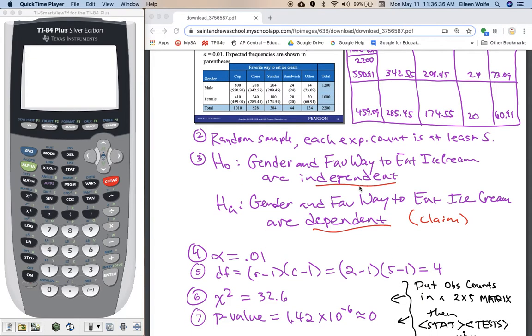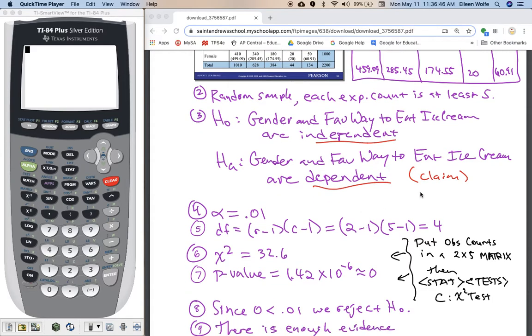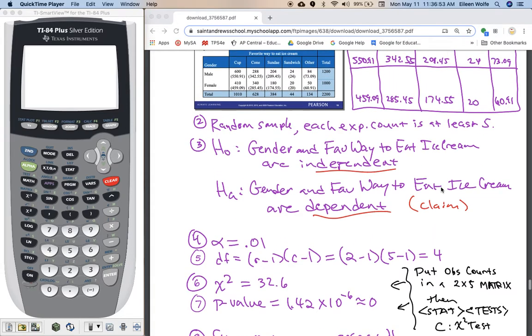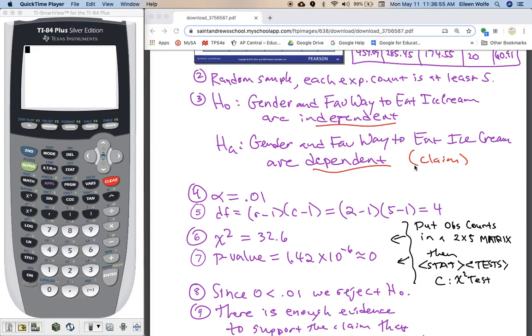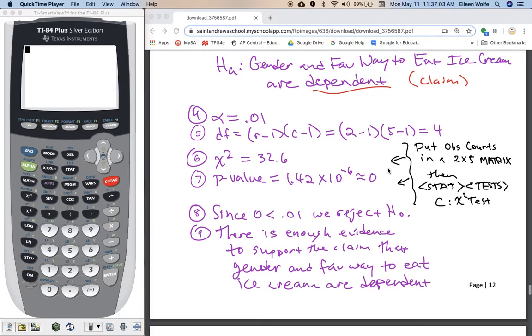The null will always be that the two variables being investigated are independent, and the alternative will always be that the two variables investigated are dependent. And in this section, for our purposes, I believe we're going to make HA the claim. I guess the question prompt could lead us one direction or the other, but in general, we're testing for dependence, so we're testing for association, meaning we're claiming association and writing HA as our claim.